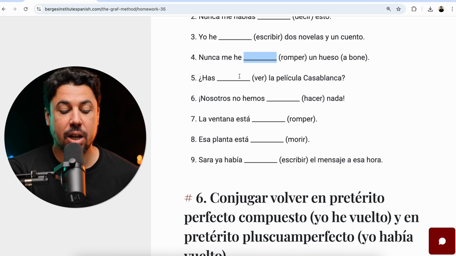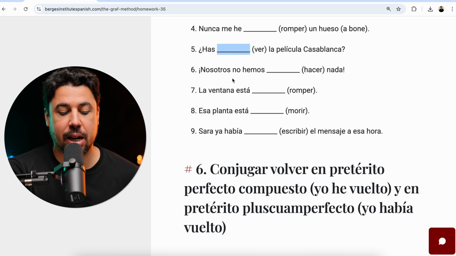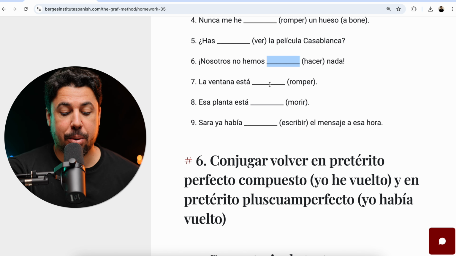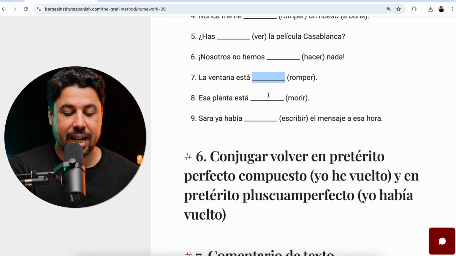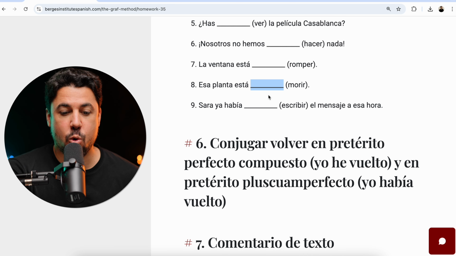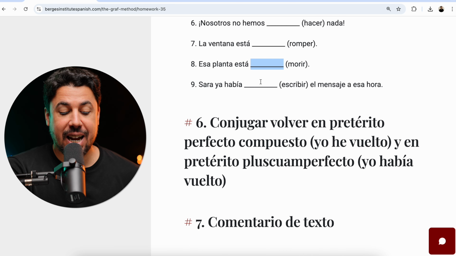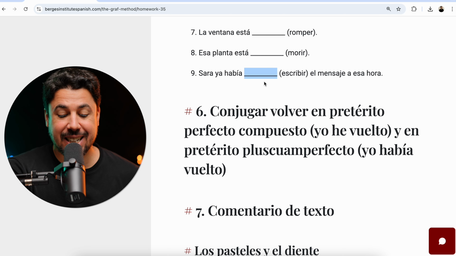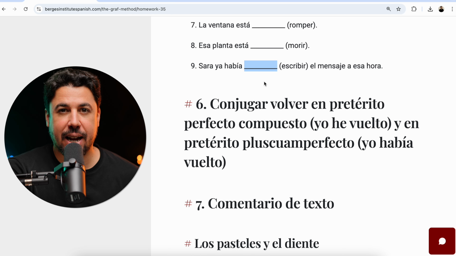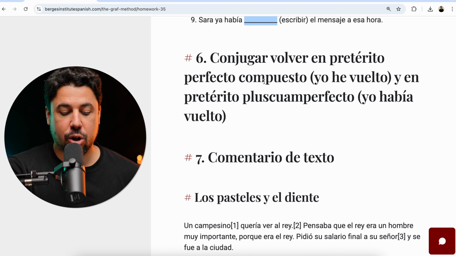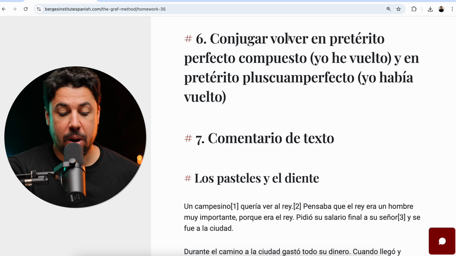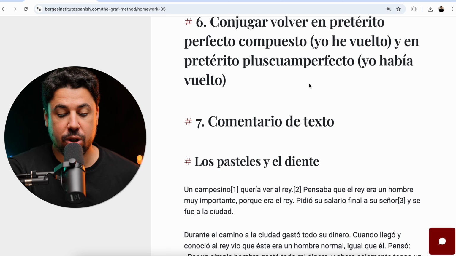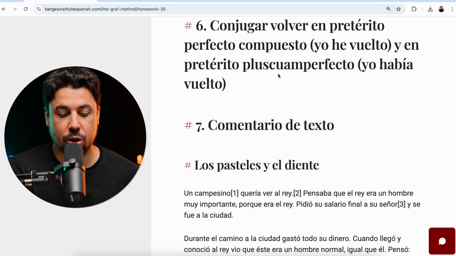¿Has visto la película Casablanca? Nosotros no hemos hecho nada. La ventana está rota. Esa planta está muerta. Sara ya había escrito el mensaje a esa hora. And we have to conjugate volver en pretérito perfecto compuesto y en pretérito pluscuamperfecto.